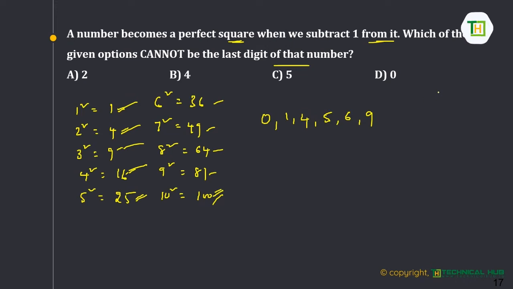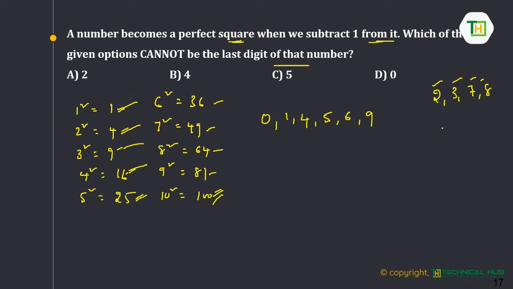But if the unit digit ends with 2, 3, 7, 8, these numbers are not perfect squares. Except 0, 1, 4, 5, 6, 9, only these have a chance to become perfect squares. And numbers whose unit digit ends with 2, 3, 7, 8 are not perfect squares.